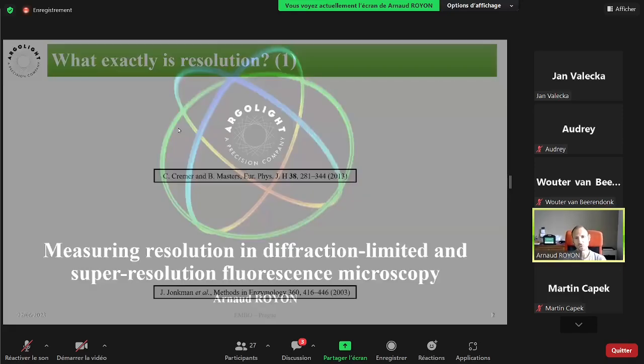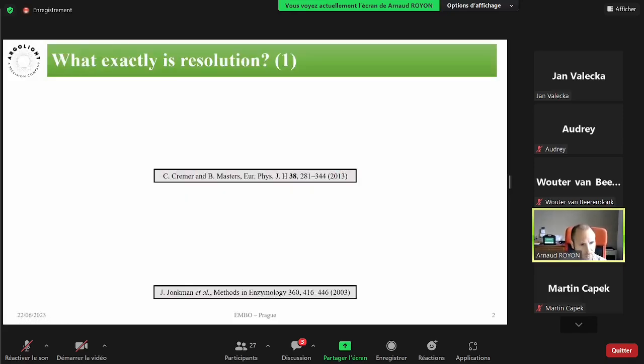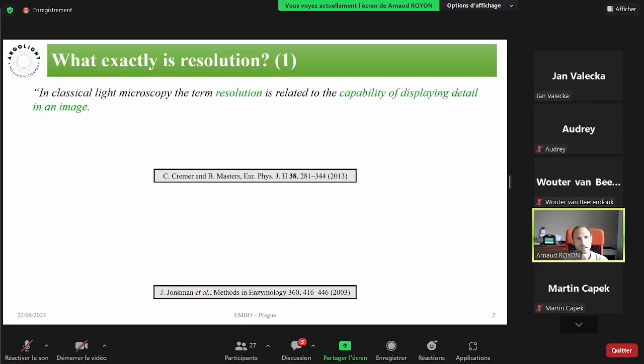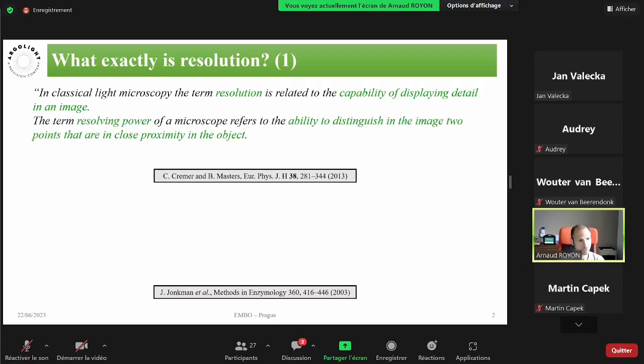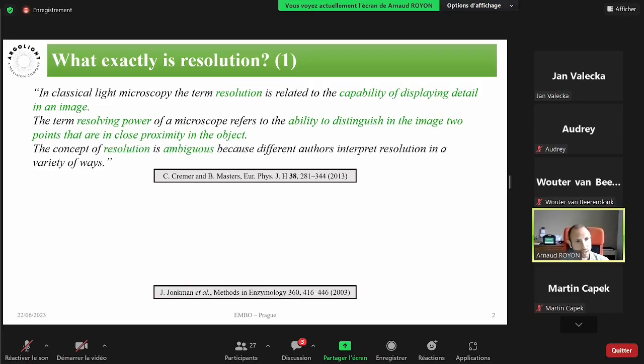All right. So when we talk about resolution, what do we mean exactly? I did a little literature review and I found some interesting papers. For example, in 2013, Kramer and Master stated that in classical light microscopy, the resolution is related to the capability of displaying detail in an image. The term resolving power in microscopy refers to the ability to distinguish in the image 2 points that are in close proximity in the object. And a third important thing they state in this paper is that the concept of resolution is ambiguous because different authors interpret resolution in a variety of ways.